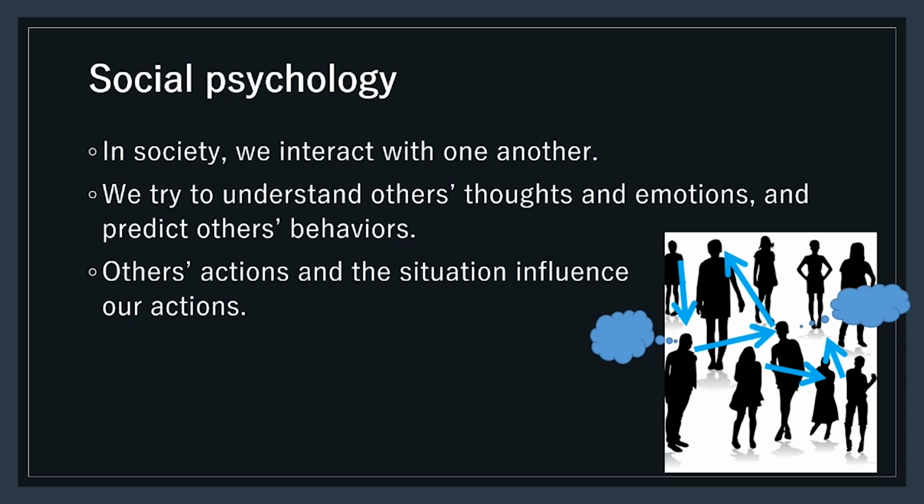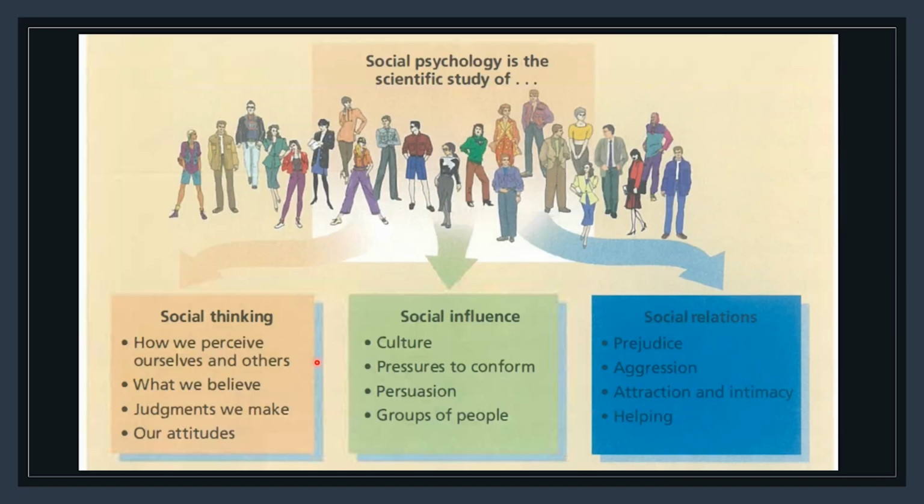Conducting research and exploring the psychological mechanisms, the mental processes that govern our judgments and actions in social situations is the goal of social psychology. And this diagram displays some major essences that represent social psychology. Social psychology could be described as studies on social thinking, social influence, and social relations.